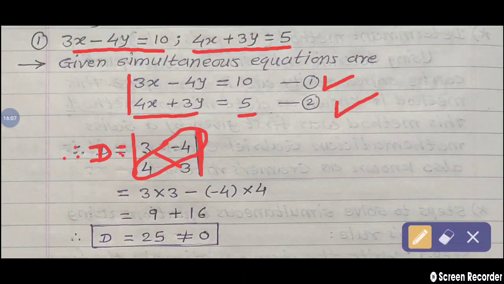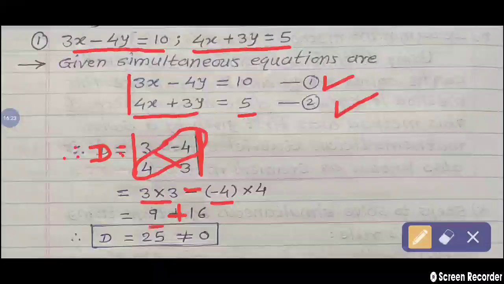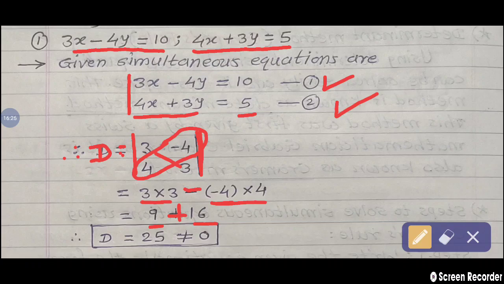Remember, first cross multiplication minus, what is given here in second cross? Minus 4 multiplied. So minus 4 write in bracket, don't confuse here. Now minus of minus plus, and then do the multiplication. 3 3s are 9, 4 4s are 16. This minus of minus is in the form of minus multiplied by minus, answer is plus. So 9 plus 16, that is the answer. Value of D is 25 and this value is not equal to 0. This is an important condition.